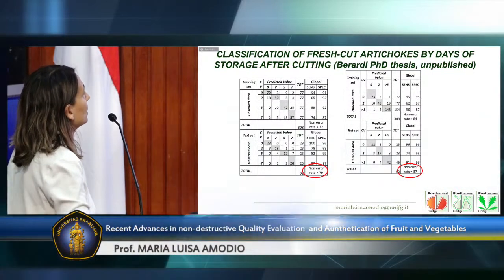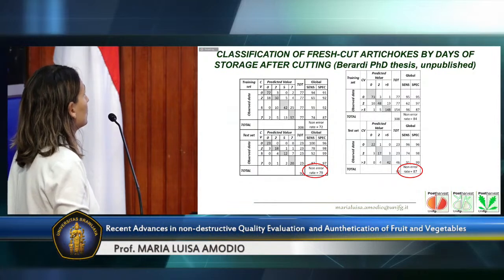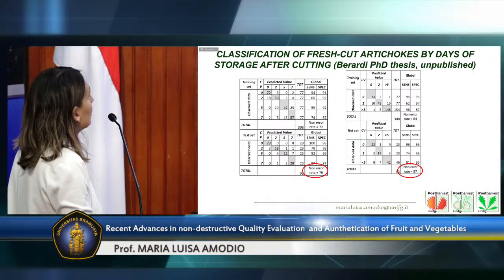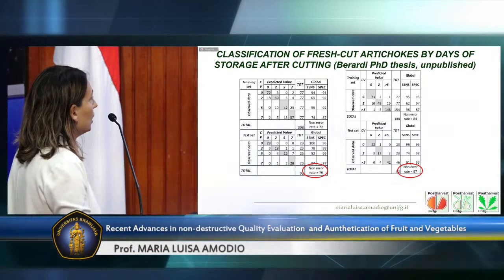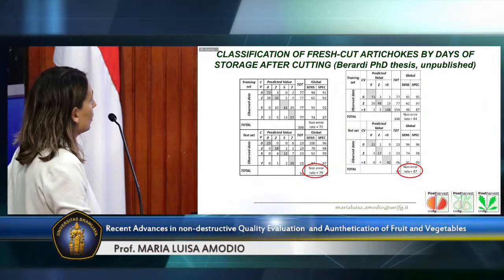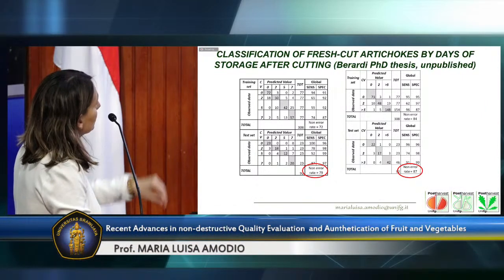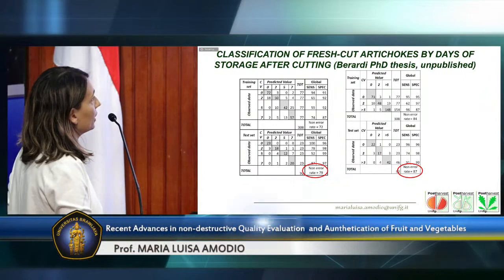This is classification of artichokes by days after cutting, so 0, 2, 5, and 7 days after cutting, and you can see 80 or 87% of error rate when we measured 0, 2, and higher than 5.